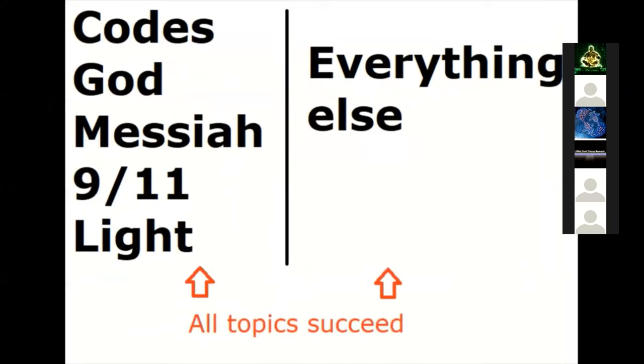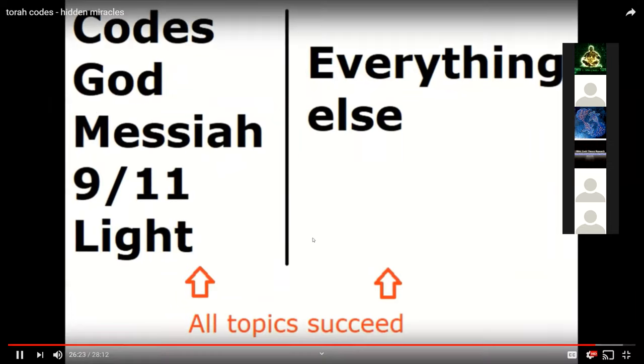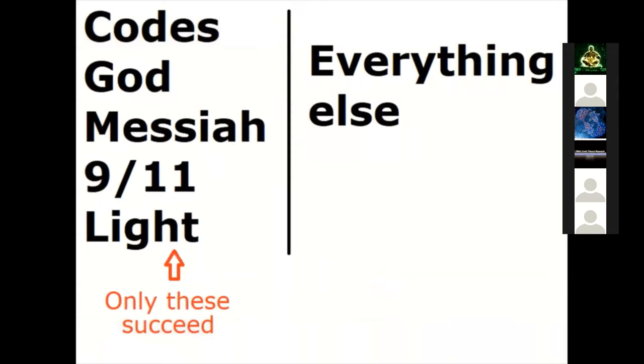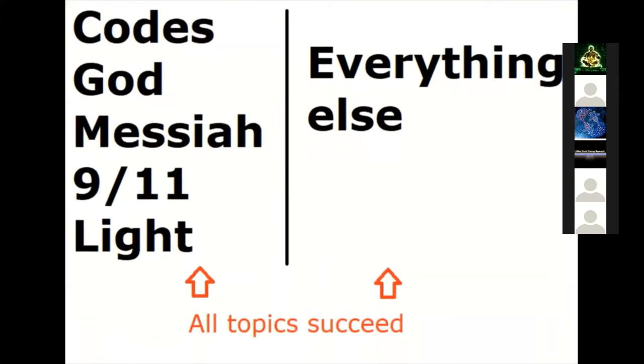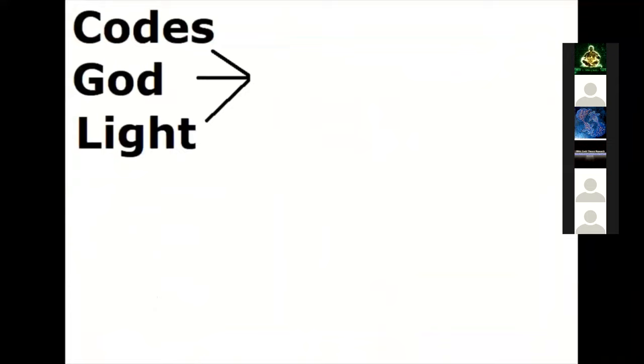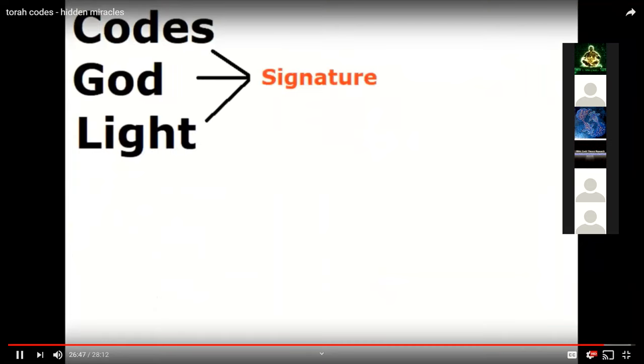It turns out that everything else pretty much succeeds, so that's not a question, but it's easier for us to focus on the important things because those are finite. And we have only one lifetime to look at this stuff. What does it all mean? I take two simple meanings from it all. The codes about codes and about God and about light, to me, they're like a signature that somebody wrote this. I agree.